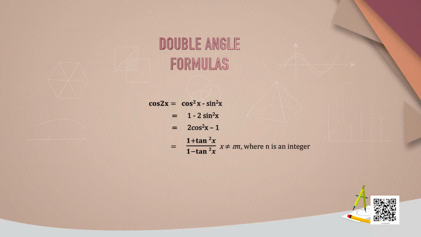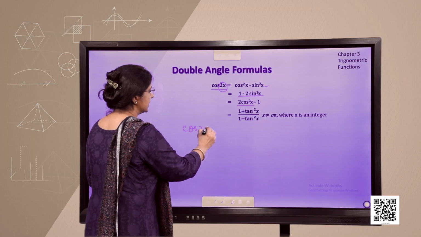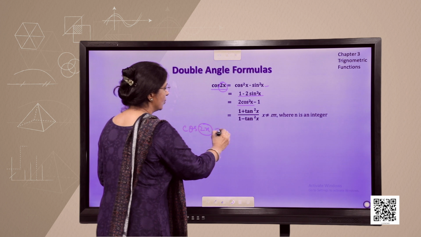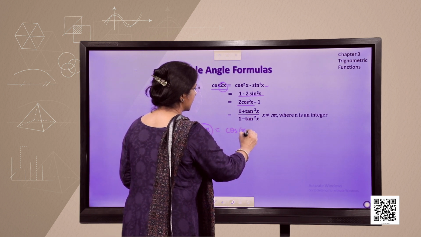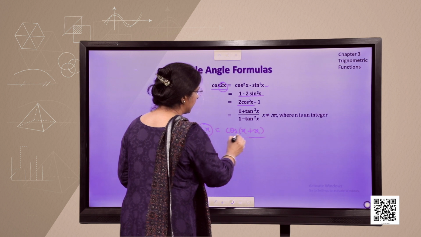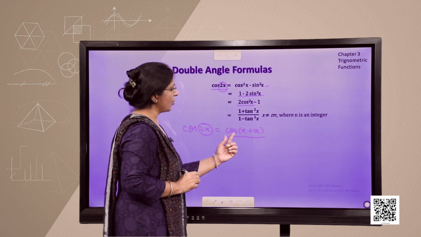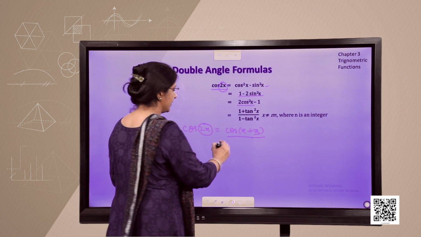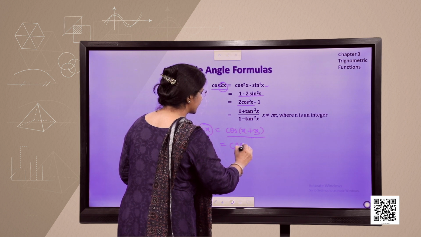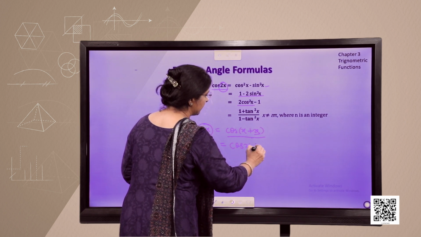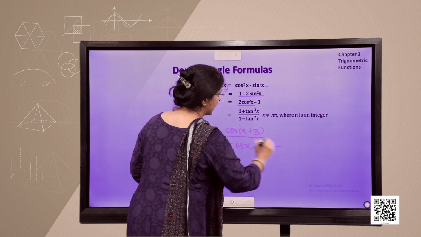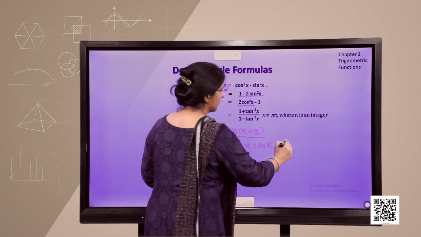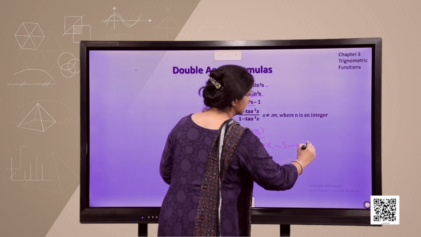Now we will prove the first property, that is cos 2x is equal to cos square x minus sin square x. Cos 2x, this 2x can be broken into cos of x plus x. Now we will apply here the identity for cos of x plus y. Instead of y, we will put x again here. Now the identity is cos x cos y, but in this case we will write cos x into cos x, minus the identity sin x sin y, we will write sin x into sin x.